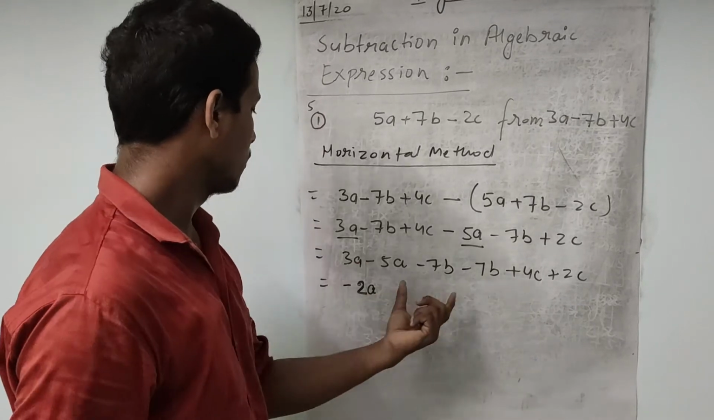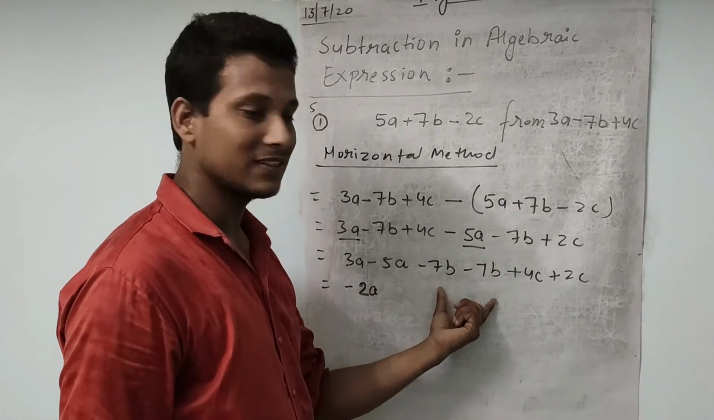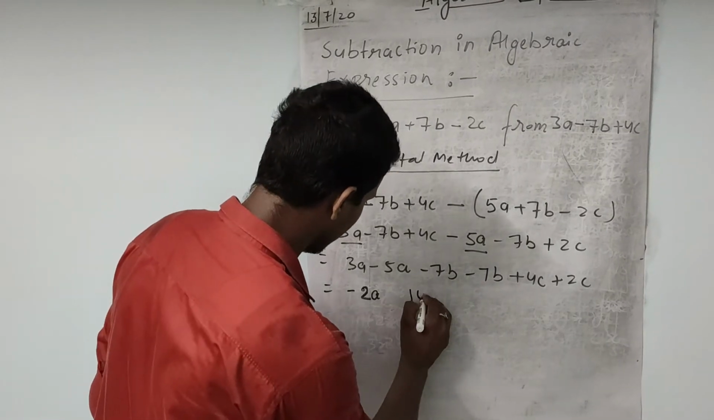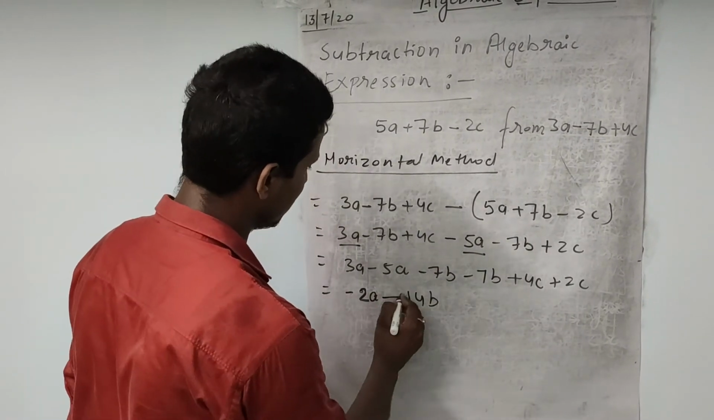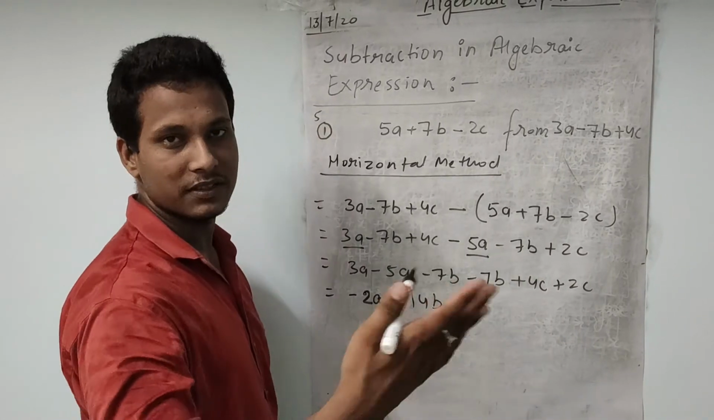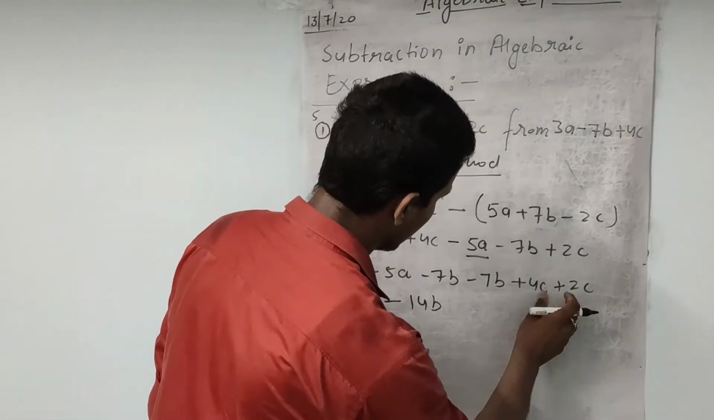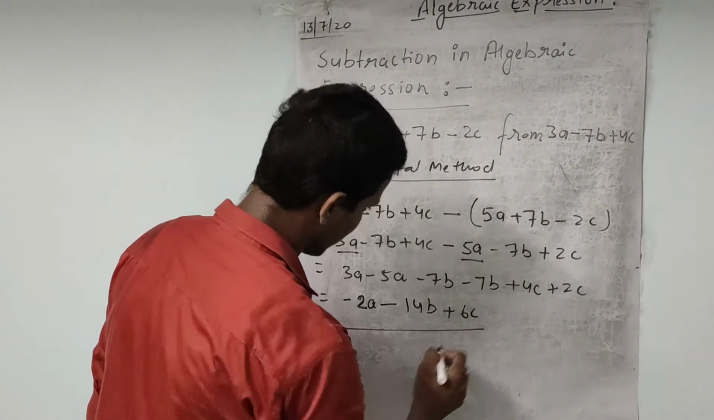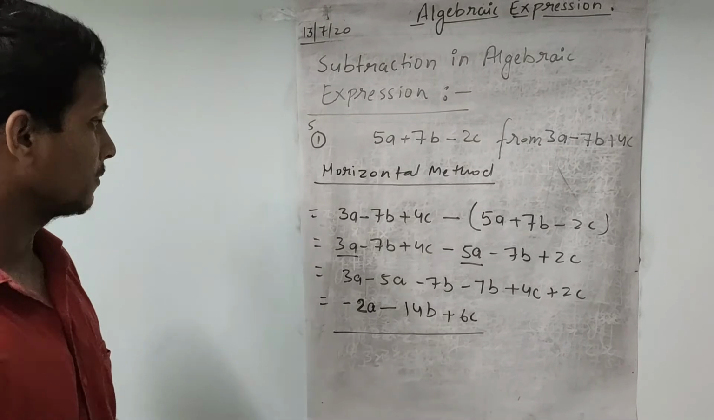Okay. Now both the signs are the same. Negative is there, so we need to add the things. 14b, and the sign of negation will be there because both the signs are negative. So we will represent the negative sign as it is. Both the signs are positive, so 4 plus 2, that is 6c. That is our answer in the horizontal method.